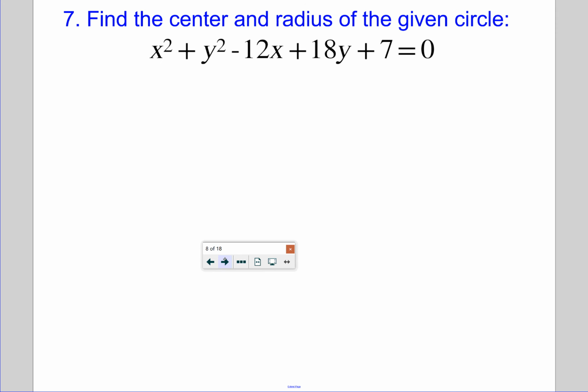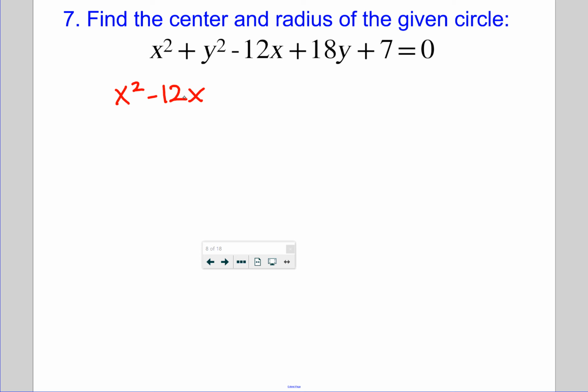Number 7 is another circle problem. Find the center and radius of the given circle. So the only thing you're going to have to worry about in this problem is really just getting it into that standard form we saw on the last slide. Once you have it in standard form, you can name the center and radius. You need to make sure you are doing the steps to complete the square here. So that's the big idea of this problem. To complete the square in a circle problem, we're going to first group together our like terms.